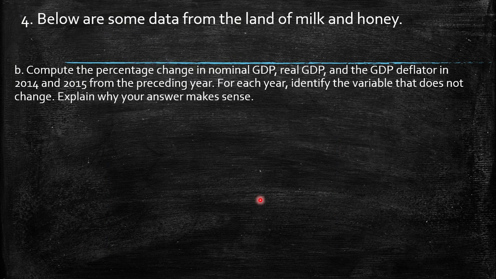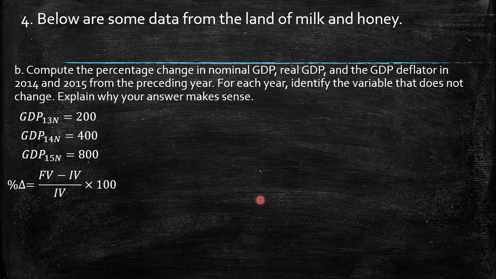Then the B part. Compute the percentage change in nominal GDP, real GDP, and GDP deflator in 2014 and 2015 from the preceding year. For each year, identify the variable that does not change. Explain why your answer makes sense. So here we have the nominal GDP, and then we are going to start to make the change.